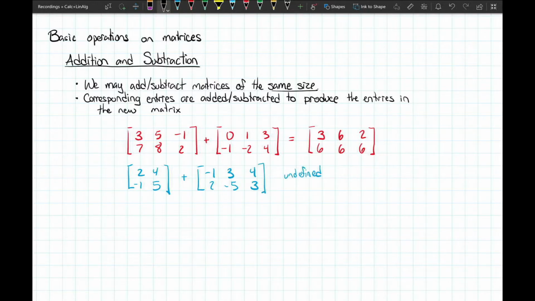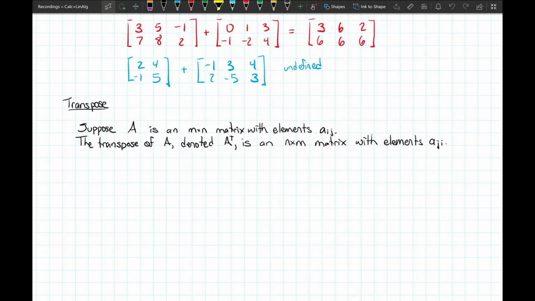Another basic operation is called the transpose of a matrix. The transpose of a matrix is simply taking an m by n matrix A with elements a_ij and flipping it diagonally so that we end up with an n by m matrix where the rows and columns are swapped and the new elements are a_ji.